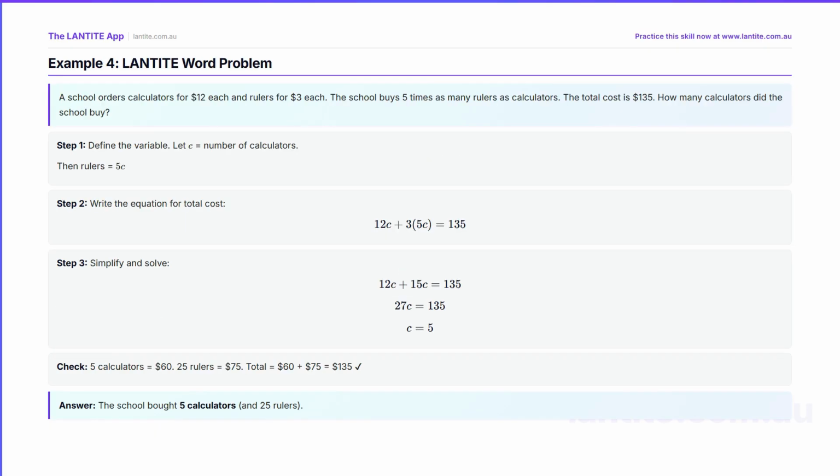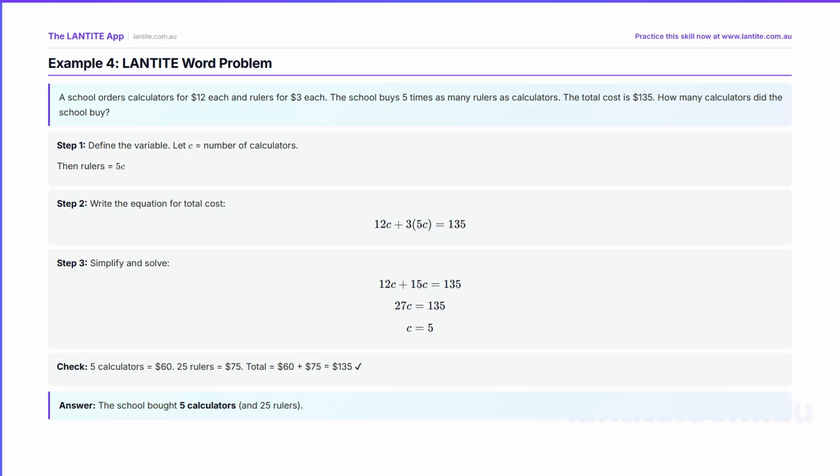This is a typical LANTITE word problem. A school buys calculators at $12 each and rulers at $3 each. There are 5 times as many rulers as calculators, and the total cost is $135. Step 1. Let C equal the number of calculators. Then, the number of rulers is 5C.